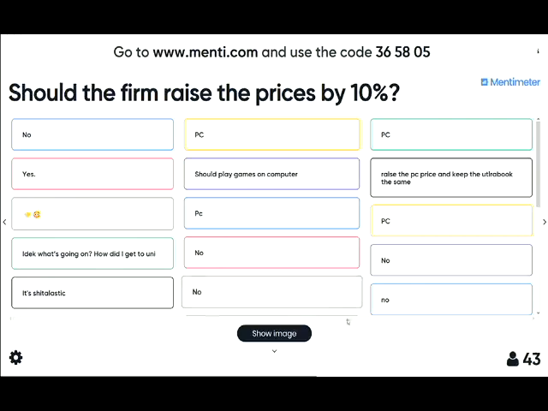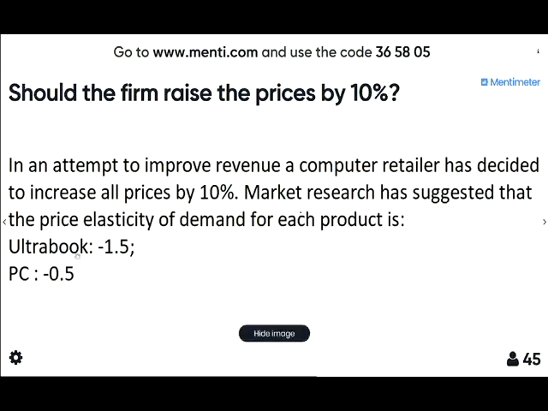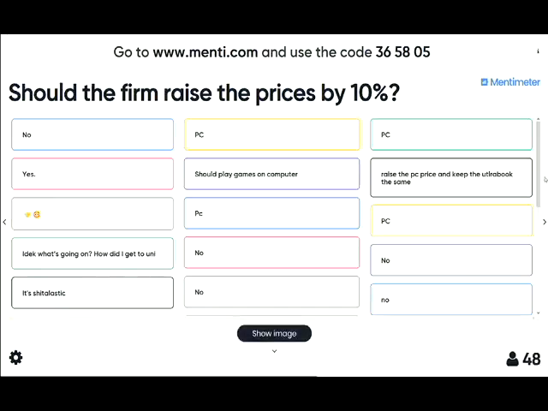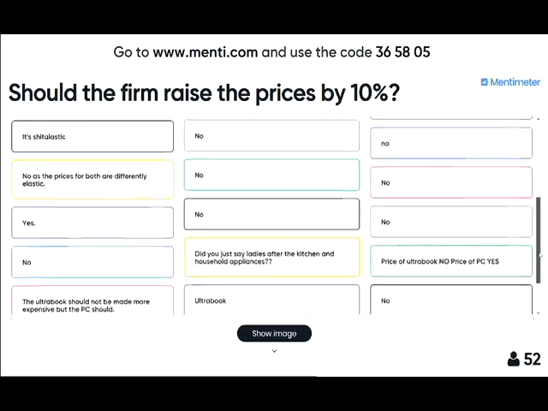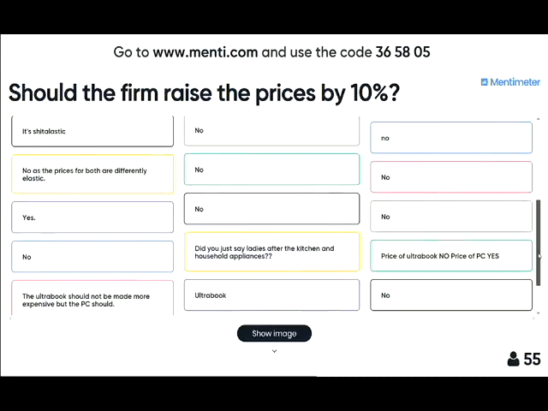Interesting. What was the Ultrabook? Ultrabook was 1.5. Elastic, okay? So PC is inelastically demanded. Ultrabook is elastically demanded. A lot of no's, which appears to be correct answers, and there is yes, but you need to specify to which one.